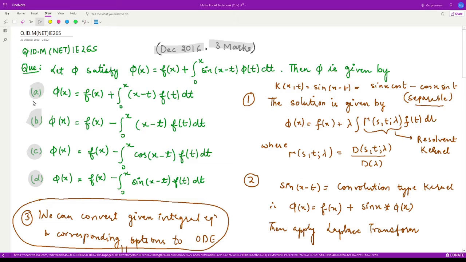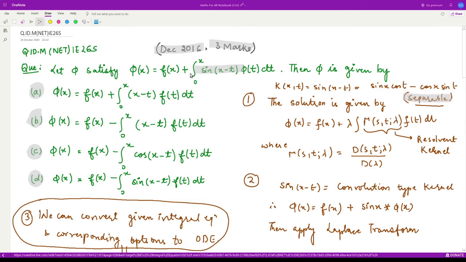So it is a pretty simple question, and we can solve it by multiple methods. Just look at what the kernel is. The kernel here is sine(x minus t). So we can expand this kernel like sine x cos t minus cos x sine t. So this becomes a separable kernel, and then we can apply the techniques thereby.